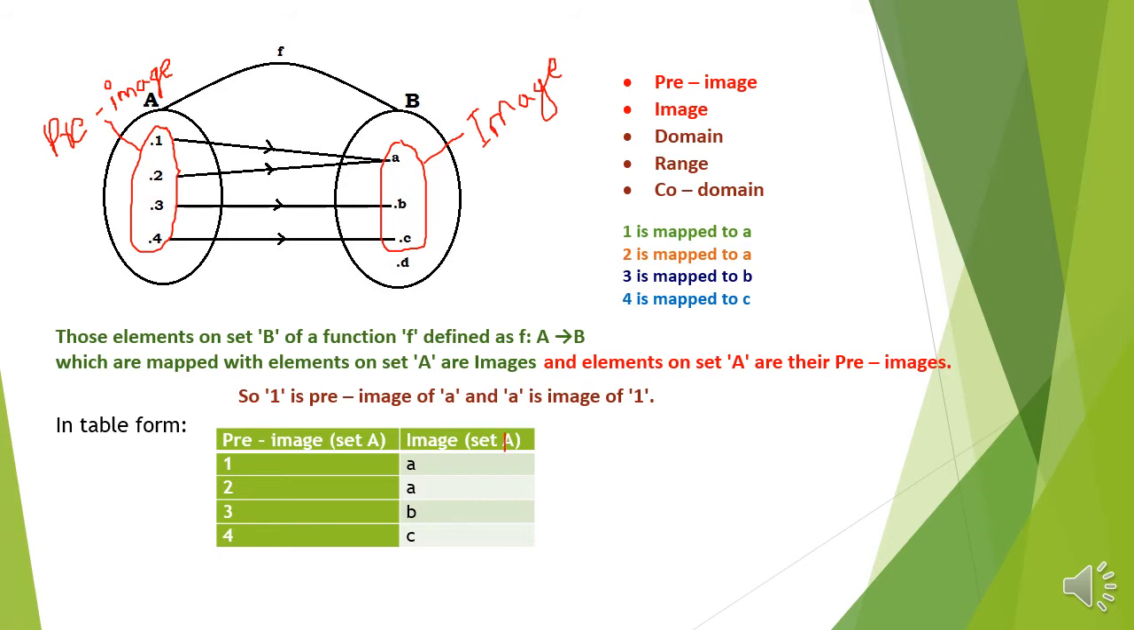Okay, correct it. It must be set B. Okay, image on set B and pre-image on set A. Now you have to write this one also. Move forward. Domain, range, we have these 5 terms.